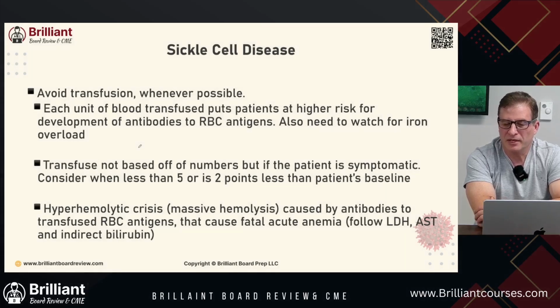All right, aplastic crisis is when a stressor shuts down the bone marrow and hits RBC production. A viral infection can do this. You can have a low reticulocyte count. The normal reticulocyte count in sickle cell disease is around 8 to 20.